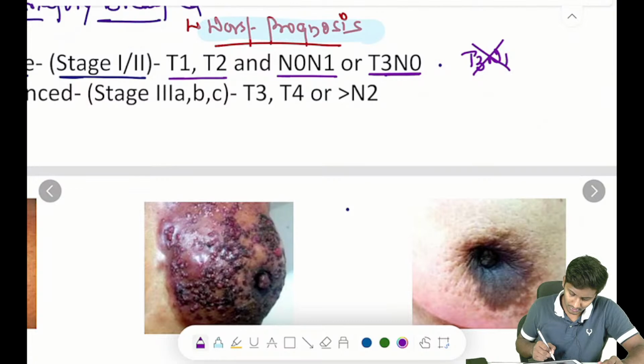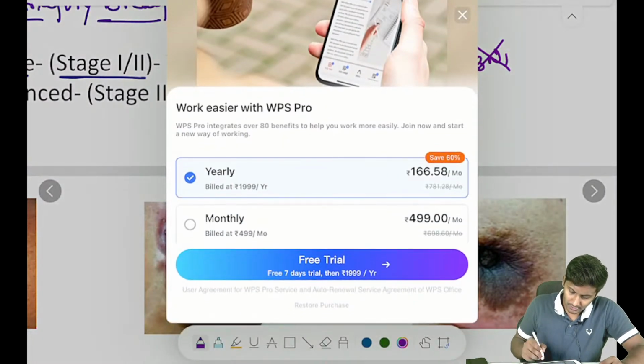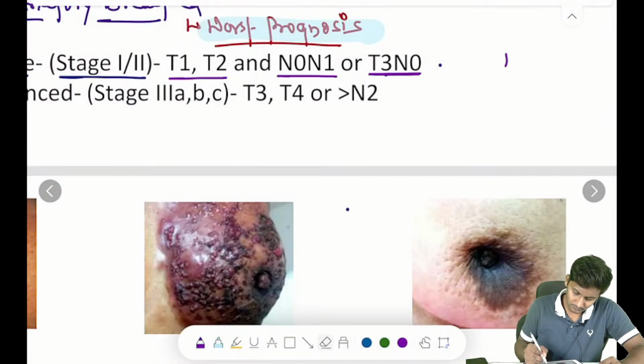Okay, so that's the important thing. Okay, just a minute. T3N1 will not be considered. I'll write over here, better है, याद रखो तुम्हें, ठीक है.